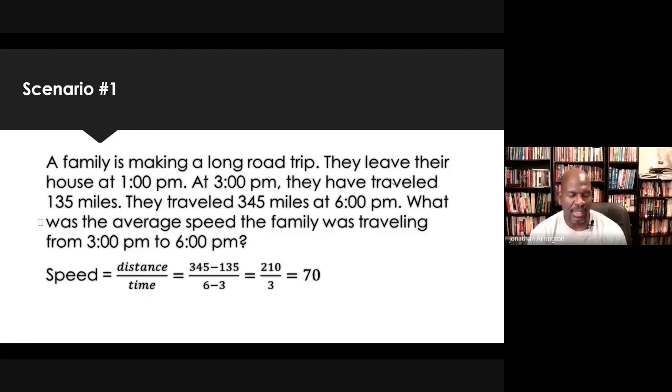And this is a type of rate of change. Anytime you take the average of something over a period of time, that's considered an average rate of change.